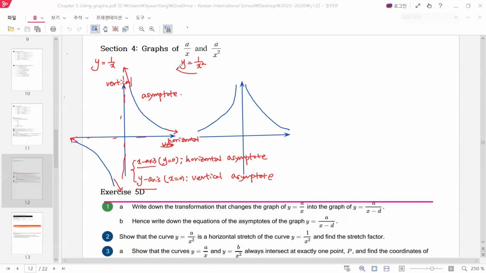And y equals 1 over x squared as well. As you can see from both sides, this graph is going closer to the y-axis but never touches. This one as well, closer to the x-axis but it never touches. So y equals 1 over x squared also has two asymptotes. You know the horizontal line always starts from y equals something, right? Y equals 0 is the horizontal asymptote, and the vertical asymptote.